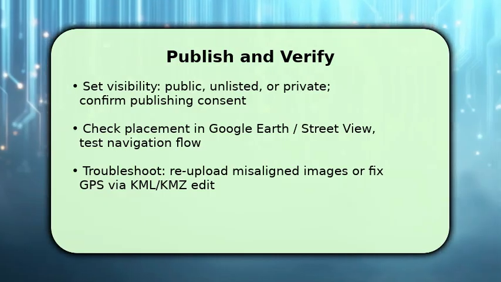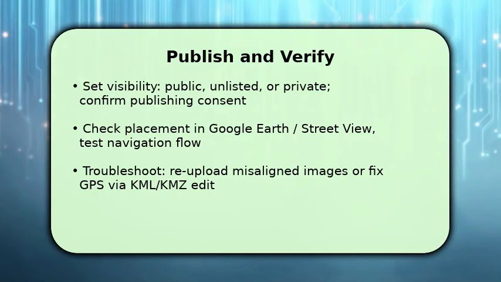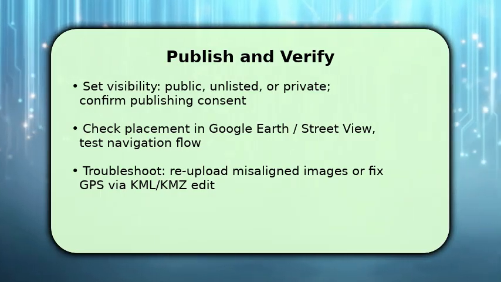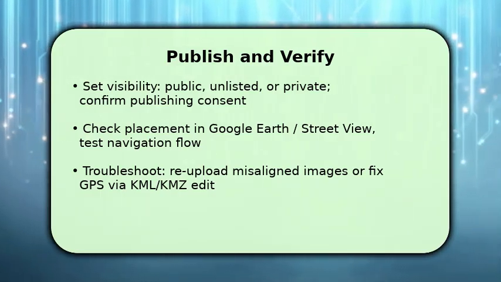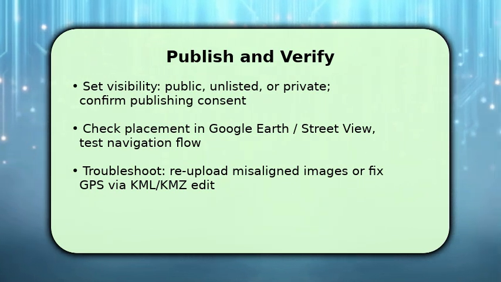If something looks offset or disconnected, re-edit placement or orientation in the app, or re-export and upload corrected images. As a fallback, edit the KML/KMZ coordinates in Earth Pro to fine-tune GPS alignment.